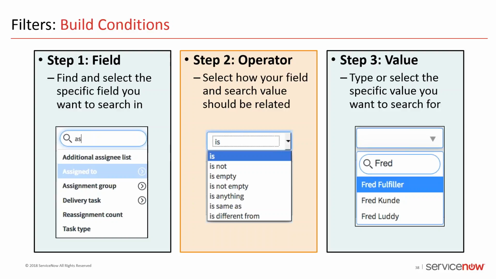You can filter on any field that appears on the form in question, even if that field does not appear as a column header in your list. Remember, you can personalize which column headers are visible.